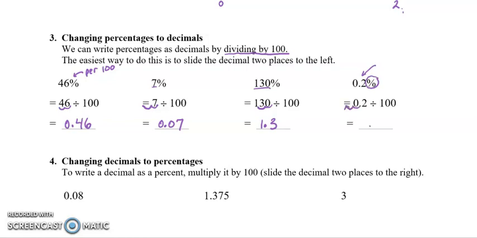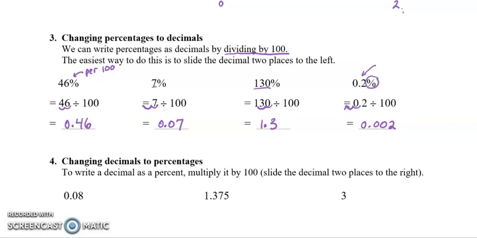And that's going to leave me with 0.002 with the 0 in front. 0.2% is a very small amount. It's like less than 1%. A fifth of a percent, if you want to look at it that way.